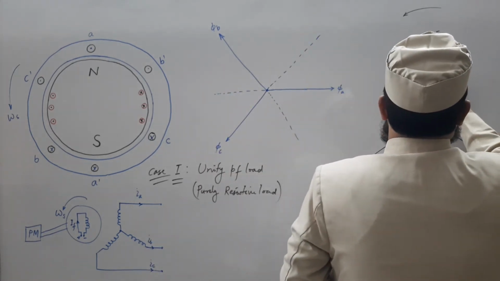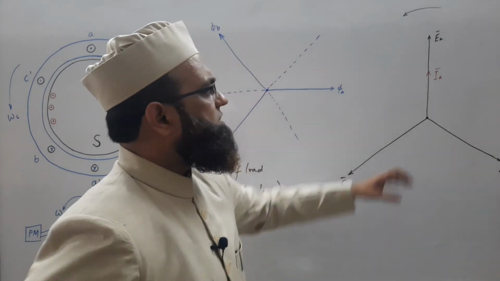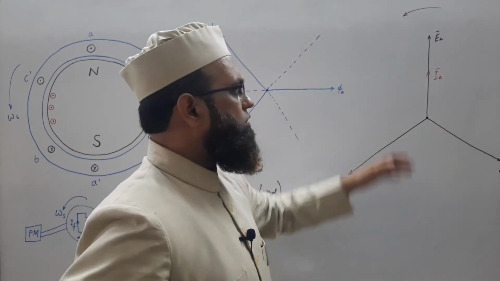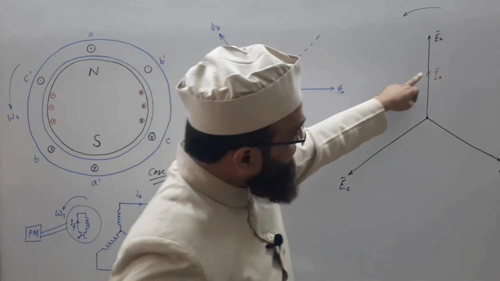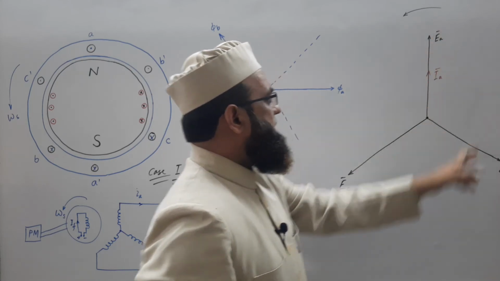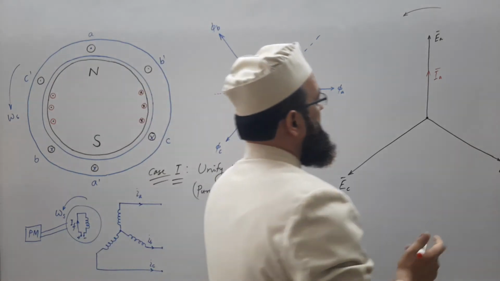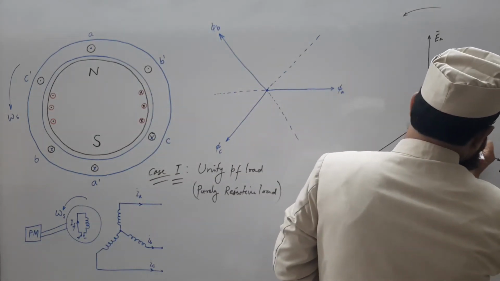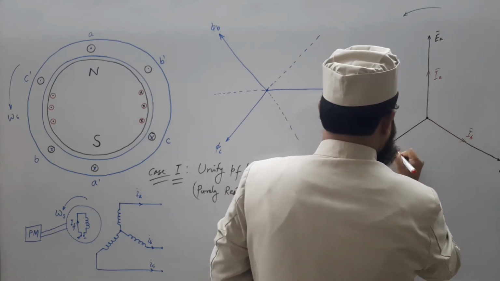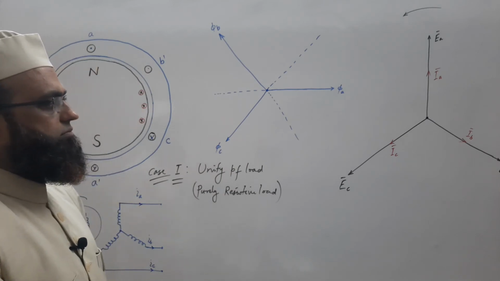so this will be your IA. Depending upon the magnitude of load, let us take any magnitude, not necessarily lesser or maximum. I am not going to compare, but different phasors in the same phase. The main thing is that IA will be in phase with EA in case of unity power factor load, purely resistive load. Similarly, IB will be in phase with EB and IC will be in phase with EC in this case.